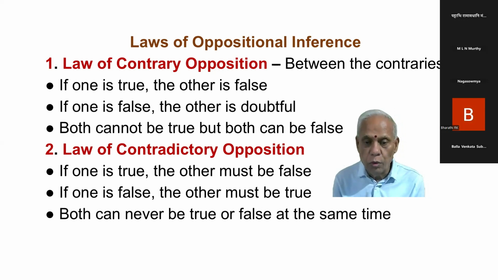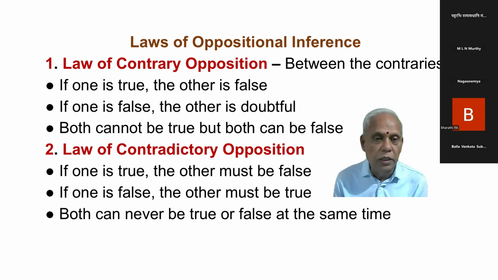Both cannot be true, but both can be false. Understand? A is all are good, E is all are not good. Both cannot be true because when all are good is correct, all are not good is definitely false. When all are not good is correct, all are good is definitely false. Therefore, both can never be true simultaneously. But when I say all are good is false, what happens to E? It can also be false. So both can be false simultaneously.